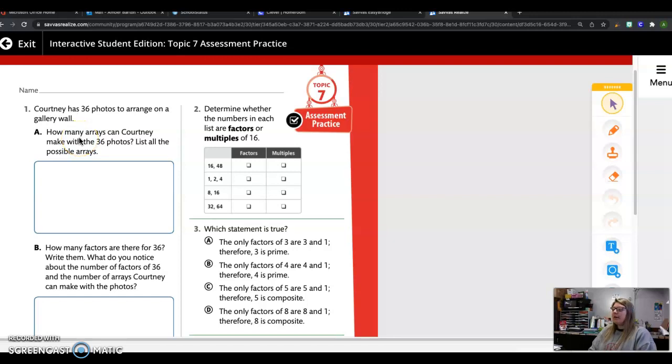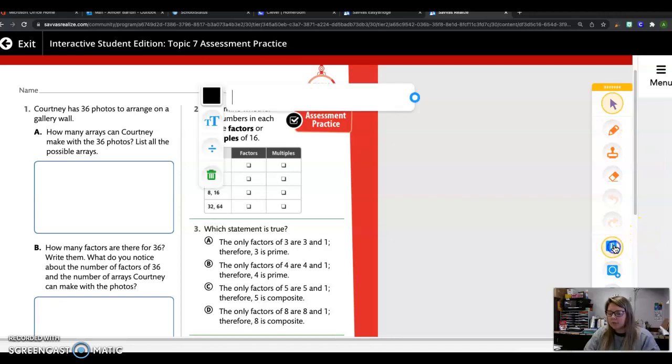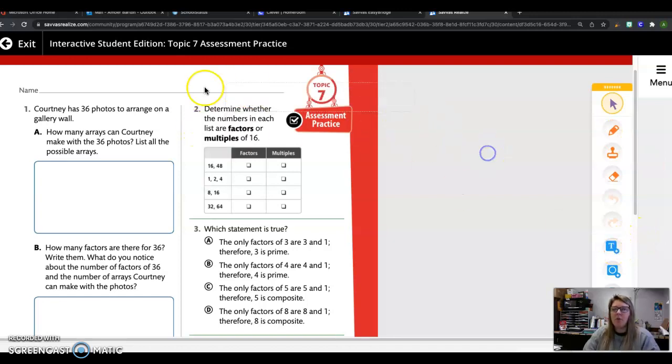It says, Courtney has 36 photos to arrange on a gallery wall. How many arrays can Courtney make with the 36 photos? List all of the possible arrays. Now, we don't have to actually draw a picture of the array. We can just use a multiplication equation to list out all of the different arrays, because that's all an array is, right? It's just a different representation of a multiplication problem. So let's list out all of the arrays that we know we can come up with for 36.